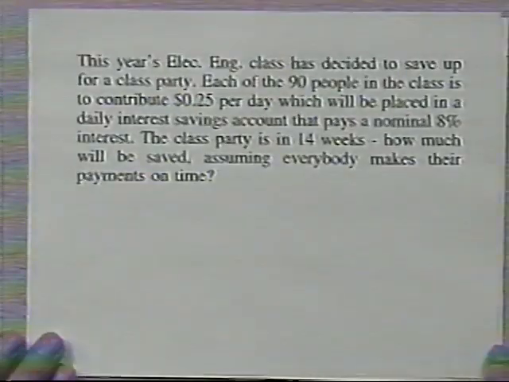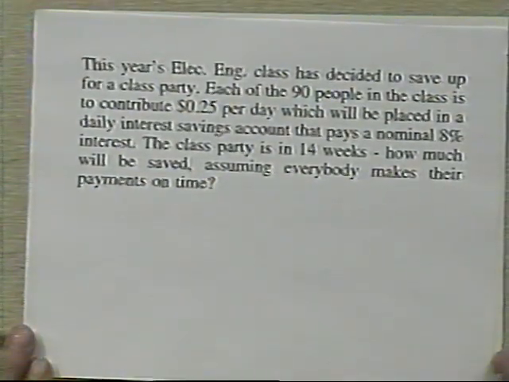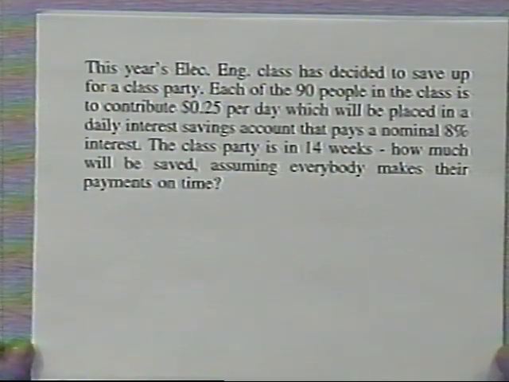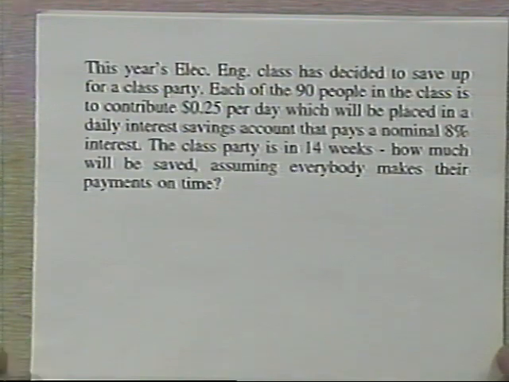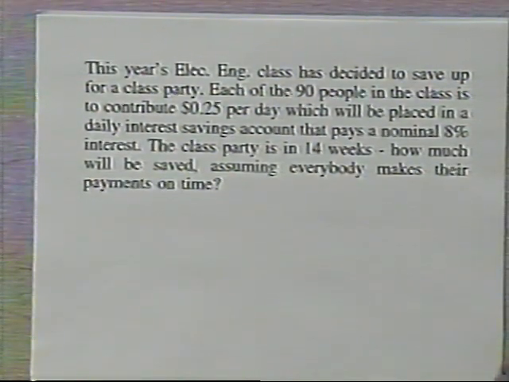And a quick example of the uniform series compound amount factor. This year's electrical engineering class has decided to save up for a class party. Each of the 90 people in the class is to contribute 25 cents per day, which will be placed in a daily interest savings account that pays a nominal 8% interest. The class party is in 14 weeks. How much will be saved, assuming everybody makes their payments on time?